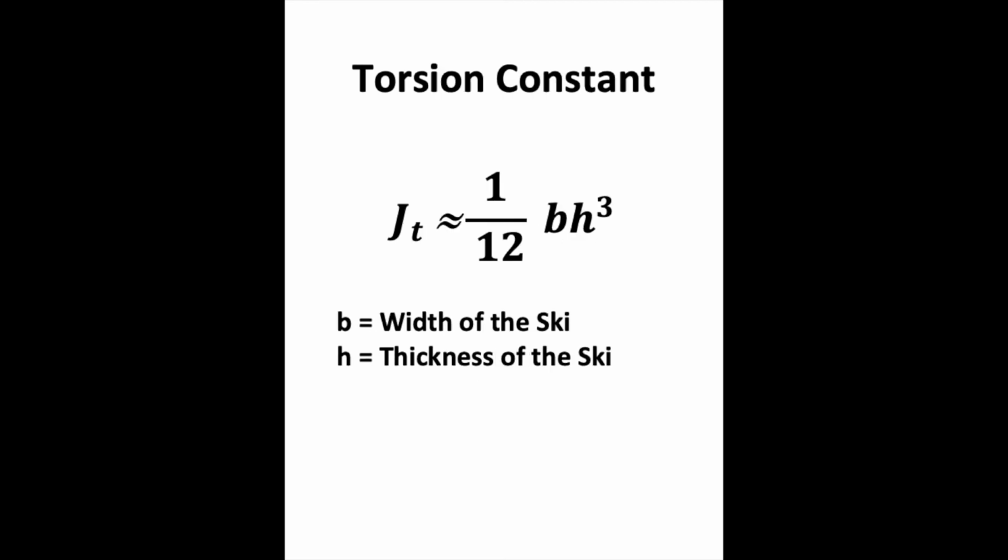For circular sections, J sub T is equal to the second moment of inertia. This assumes that plane cross-sections remain plane when twisted. This is true for circular sections and circular annuli. This is not true for rectangular cross-sections, which most closely approximate a ski. However, the second moment of inertia is a good approximation to J sub T. So for a rectangular cross-section, we will approximate the torsion constant by this equation, where B is the width of the ski and H is the thickness.